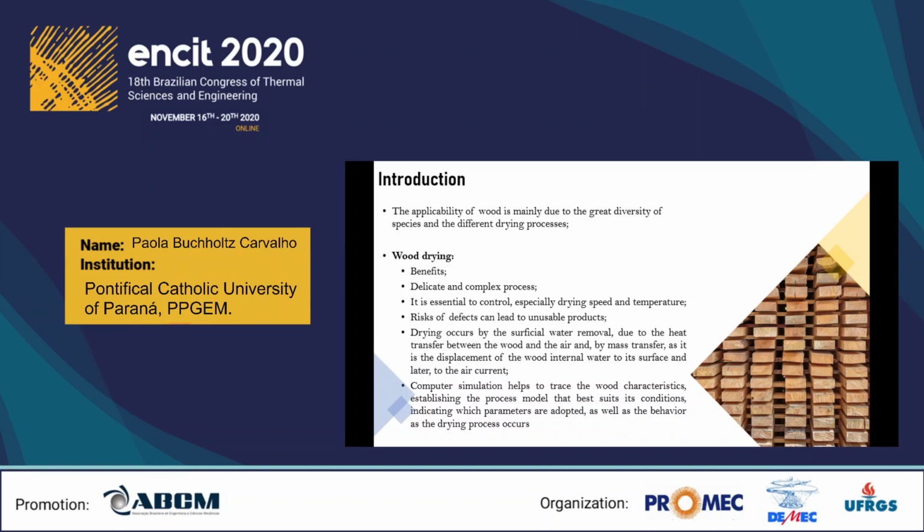Considering that the drying occurs by the superficial water removal due to the heat transfer between the wood and the air, and by mass transfer, as it is the displacement of the wood internal water to its surface and later to the air current. The computational simulation helps to trace the wood characteristics, establish the process model that best suits its conditions, indicating which parameters are adopted, as well as the behavior of the drying process.